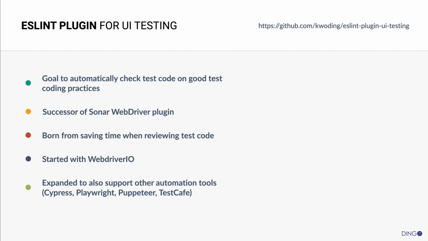And so when I was working with WebDriver.io, I was thinking, hey, I can utilize ESLint for this, like I did with Sonar for Java code. So when I was writing this ESLint UI testing plugin for WebDriver.io, I thought, hey, there are some rules here that I can generalize and also apply for other frameworks or tools like Cypress, Playwright, Puppeteer, or TestCafe. So I added that support as well. I'll show you in the demo how that works.